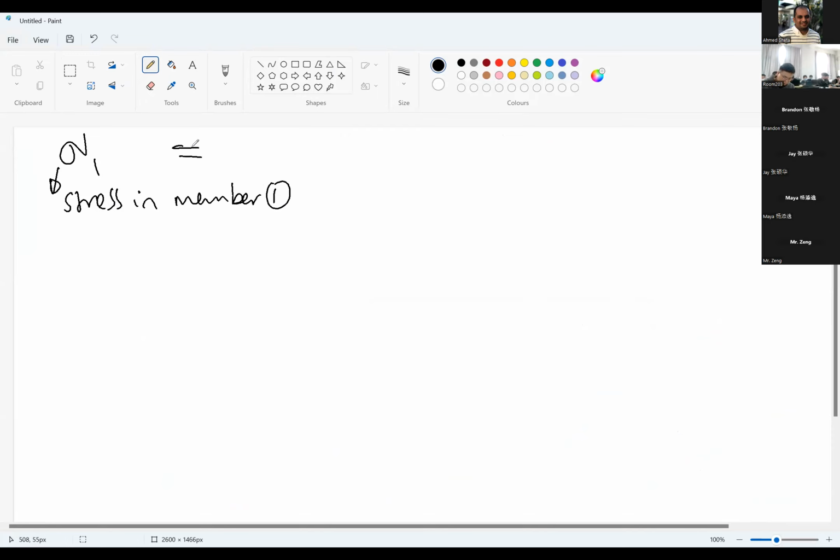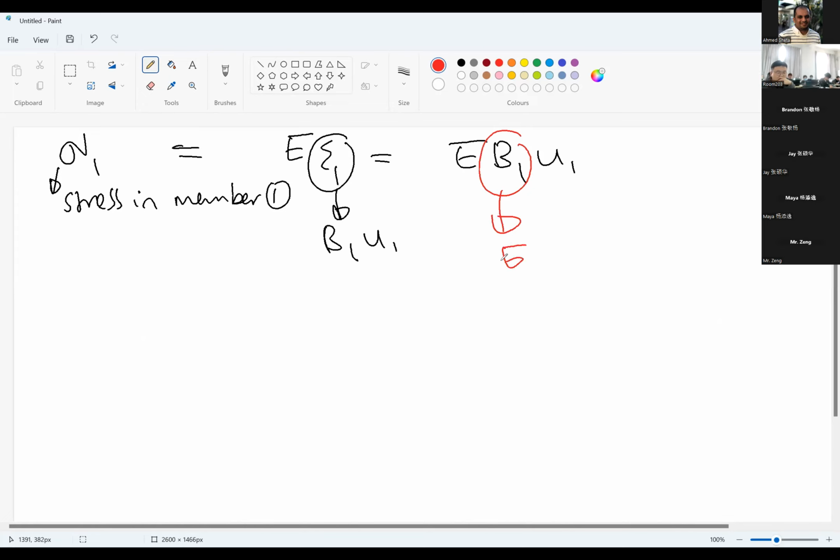If you return back to the shape function equations, we will find that E times epsilon is the stress, where epsilon is B1 times U1, the displacement. So the final formula, E times B1 times U1 is the stress, where B1 is negative 1 divided by L, 1 by L. This is a vector of B.